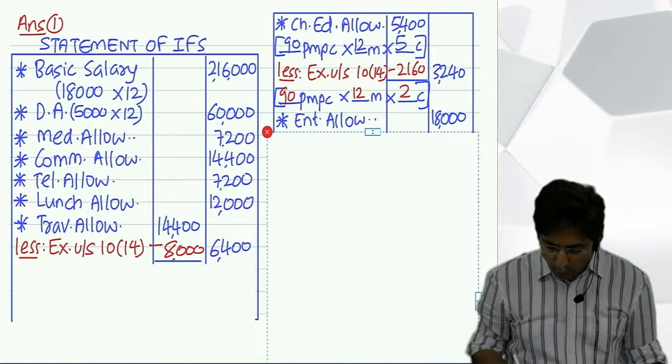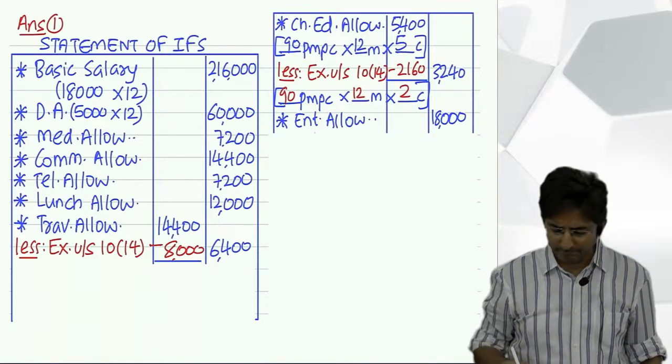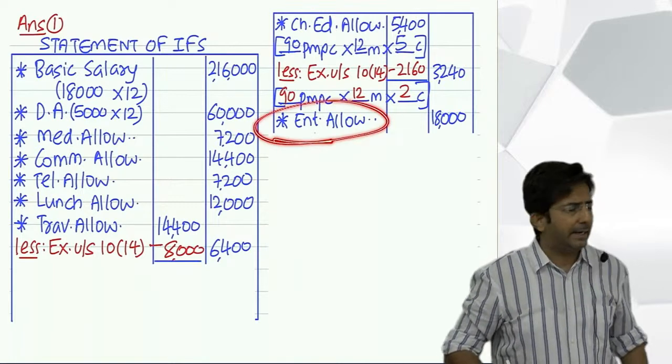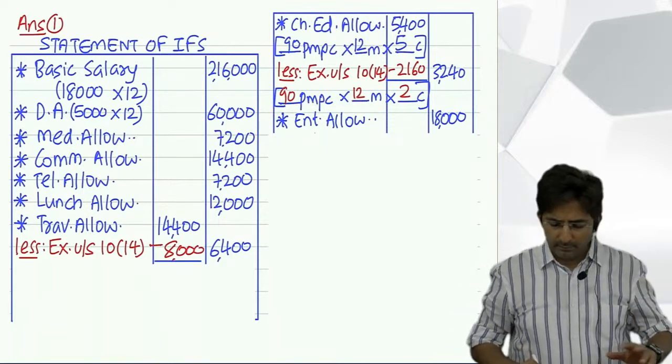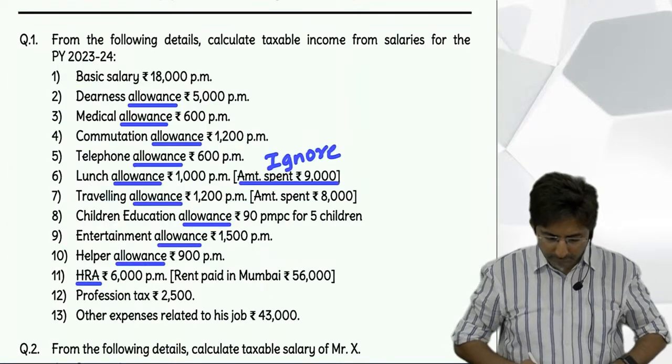See, I am using short form, but you write properly. I am sir, I can do anything. Okay, I am sir. You write neatly. Entertainment allowance. Show the multiplication in the bracket. Okay, then.